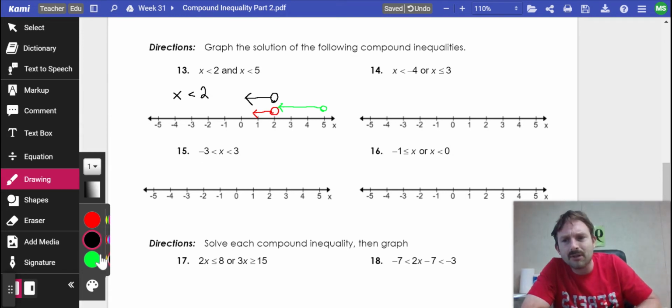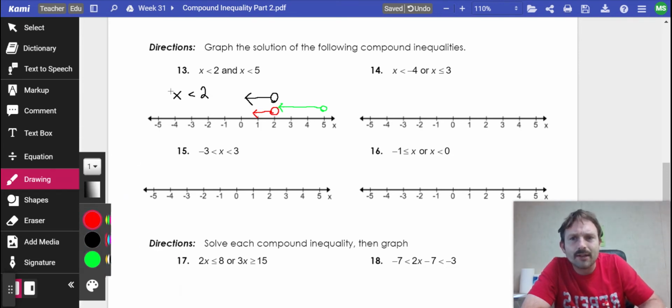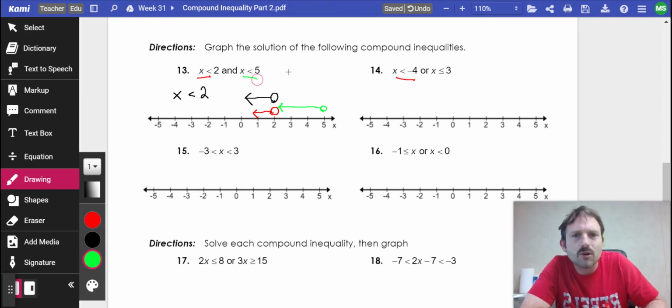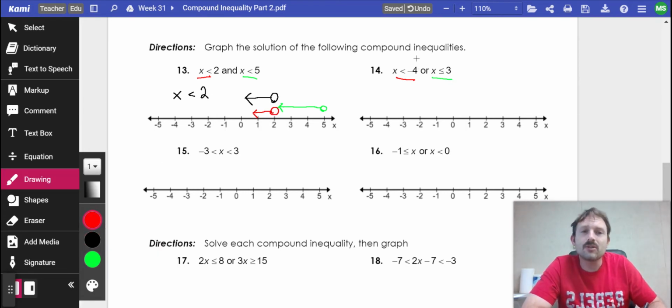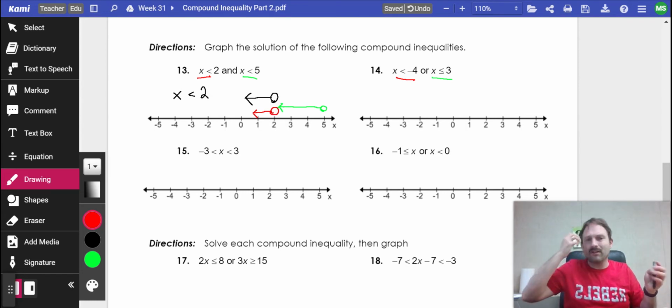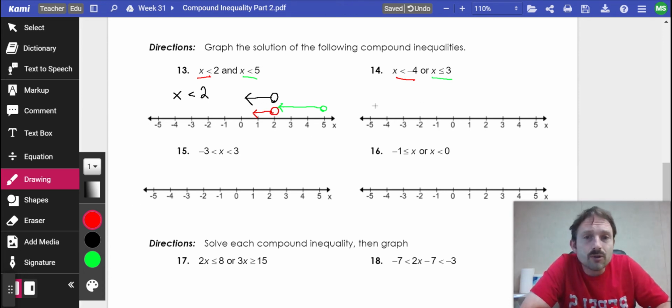All right, let's try number 14. So the first one right here is going to be x is less than -4, and it's an or. So in this one, it doesn't matter where the lines are going to cross over. So we're going to draw this one. It says x is less than -4, so I'm going to go this way. And it says x is greater than or equal to 3.